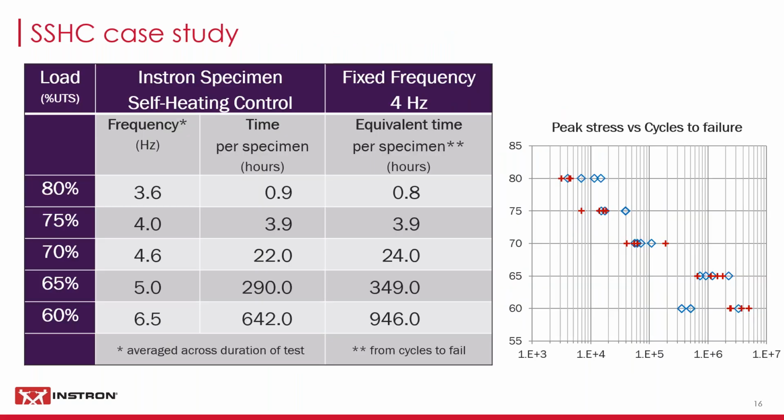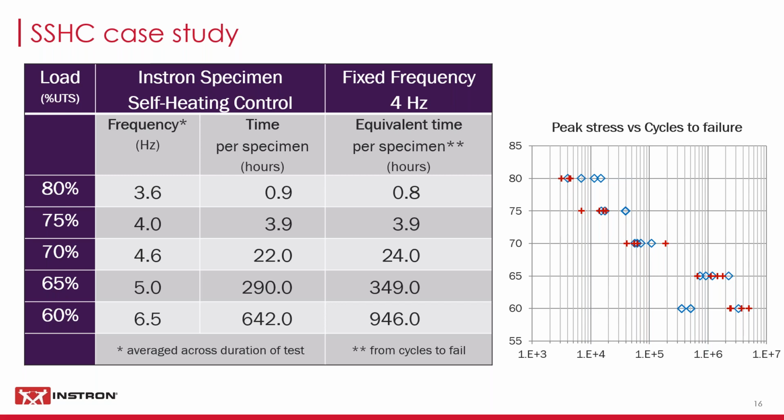Little case study. We've done several case studies on this, to prove to ourselves, as much as anything, that we're not introducing something unpleasant in an effect on the results. You can see here that you really do get very, very similar results. You can see the SN curve on the right-hand side there. That's peak stress up the vertical axis and number of cycles, so 1,000, 10,000, 100,000 going across the bottom. The red crosses are with the specimen self-heating control, the adaptive frequency. The blue diamonds are a fixed 4 Hertz frequency.